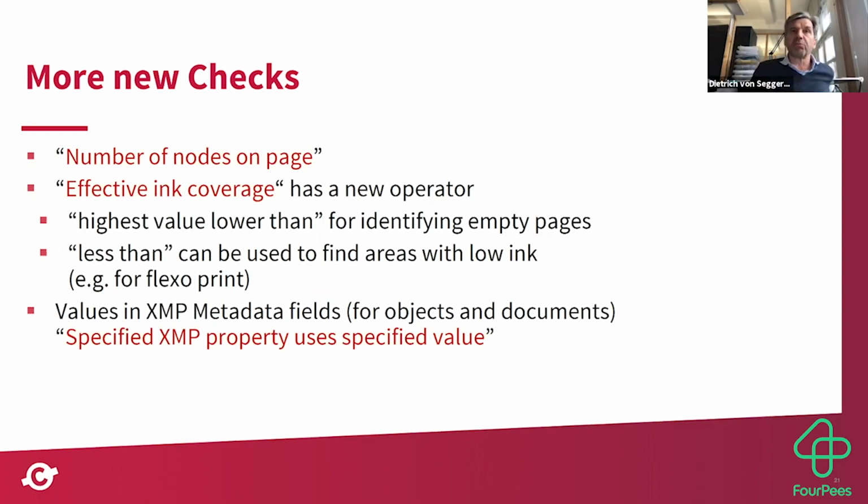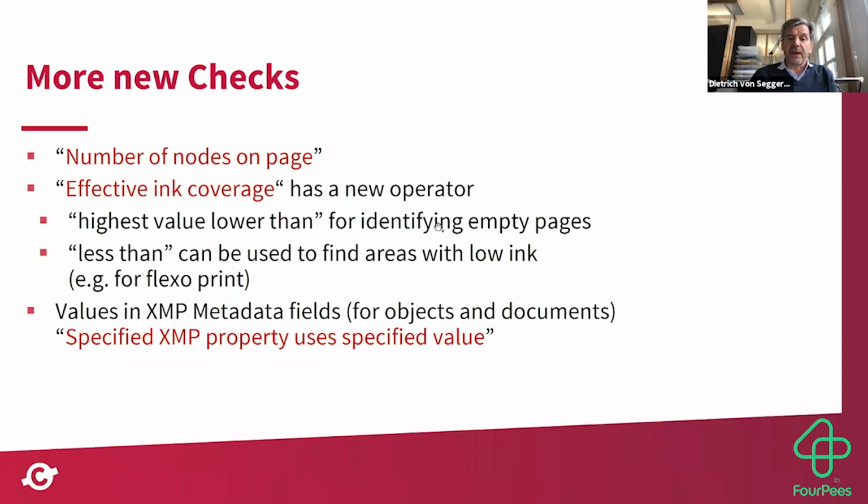So let's say in Flexoprint, where you would want to have at least 10% ink amount, you want to find areas on the page where the ink amount is not 0, but let's say less than 10%. And in order to cover both use cases, there are new operators.